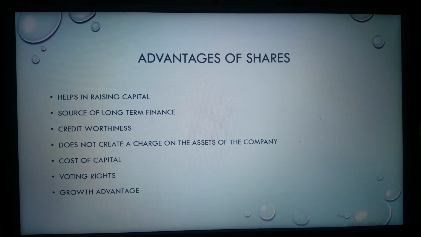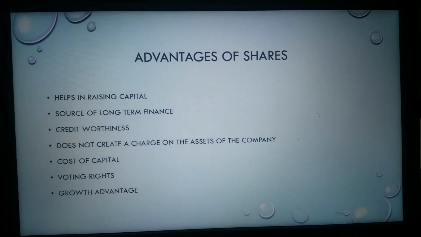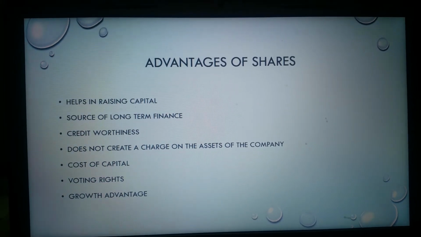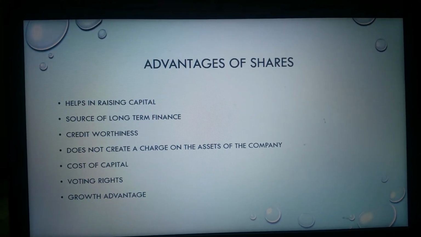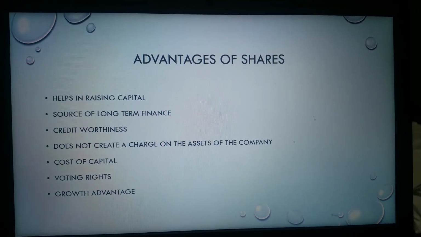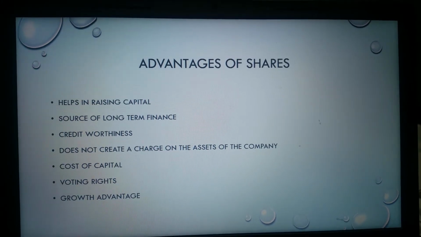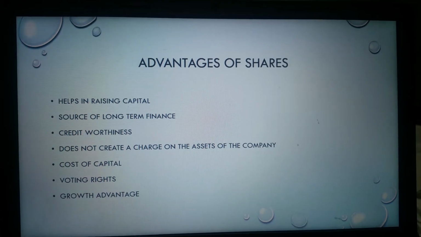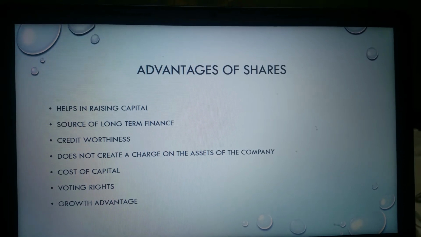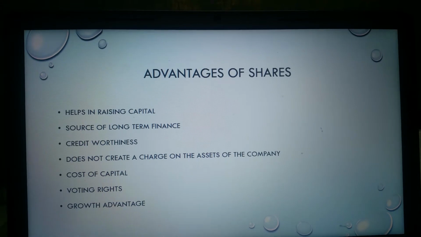So the first advantage of shares is that it helps in raising capital. Through the issue of shares, the company can raise huge amounts of capital from the public. Further, the cost involved in raising this capital is also less, in the sense that shareholders are generally paid only when the company makes profits. So the issue of shares does not create any fixed obligation for the company, and dividend is paid to the shareholders only when sufficient profit is earned by the company.